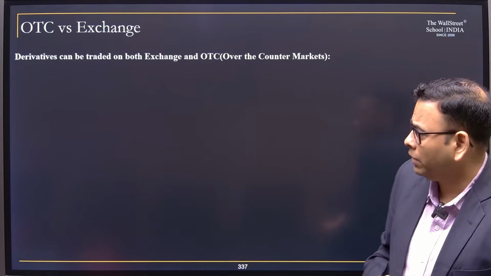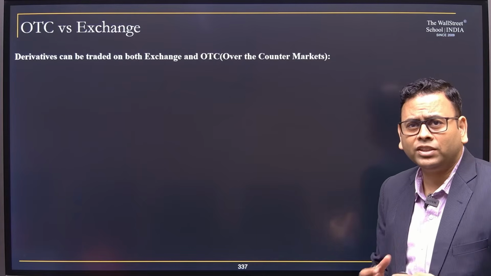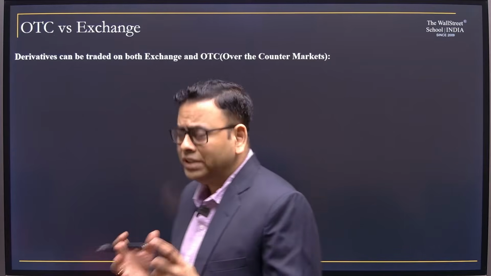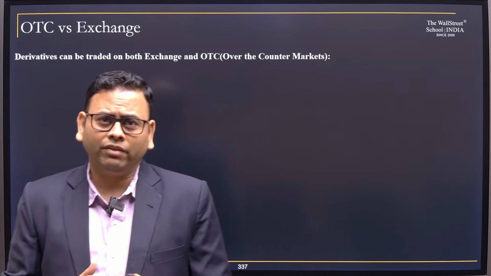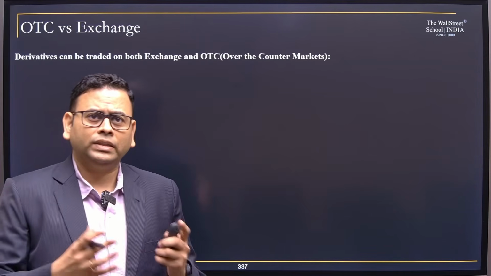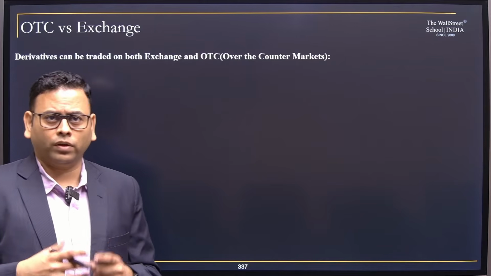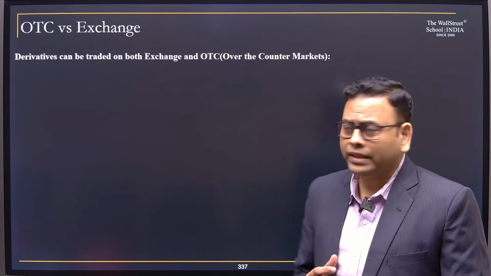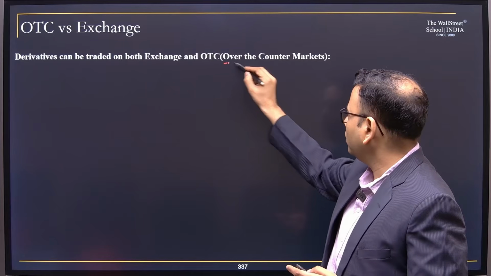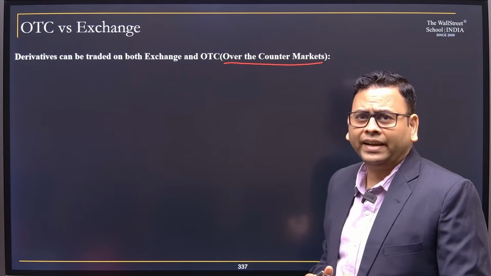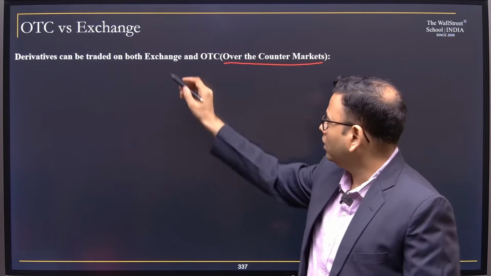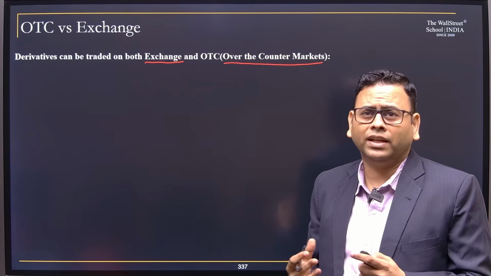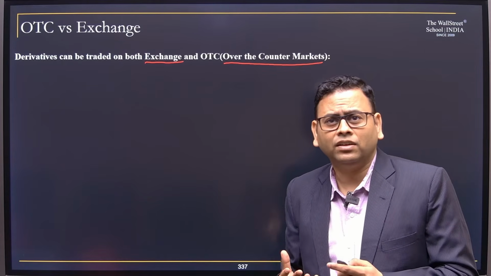Now, coming back to derivatives, where are these products actually traded in the market? There are majorly two areas where typical derivatives would be traded. One is OTC, which is over the counter, and the other is exchange. OTC is nothing but over the counter markets and an exchange is a big player, let us say an exchange like NSE or BSE.